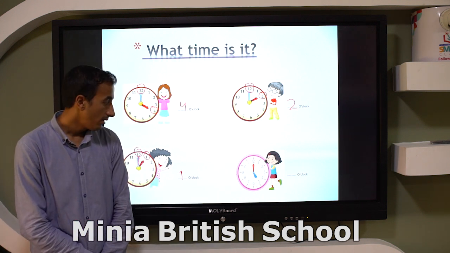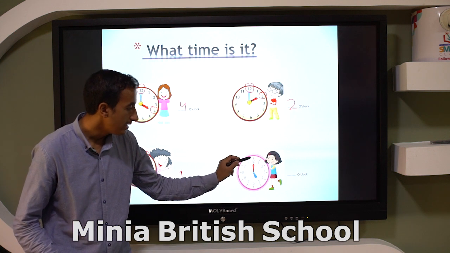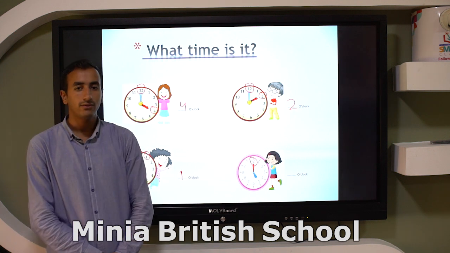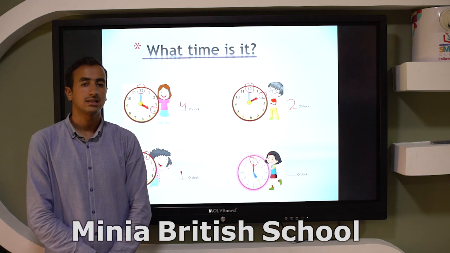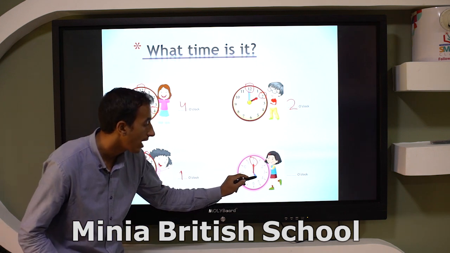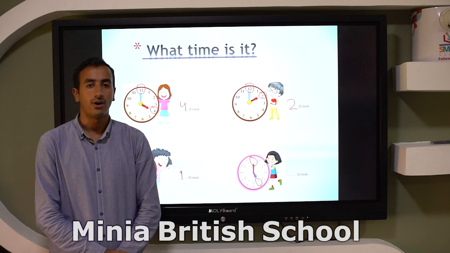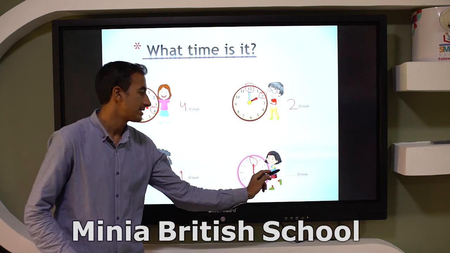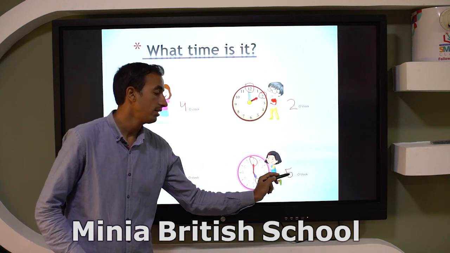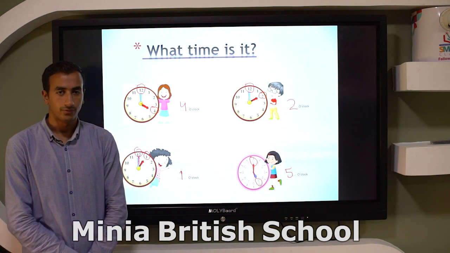Here in this example, we have the long hand at 12, so it's o'clock. And the short hand is at the number 5. We can say that it's 5 o'clock. We can rewrite it as 5 o'clock. Okay?